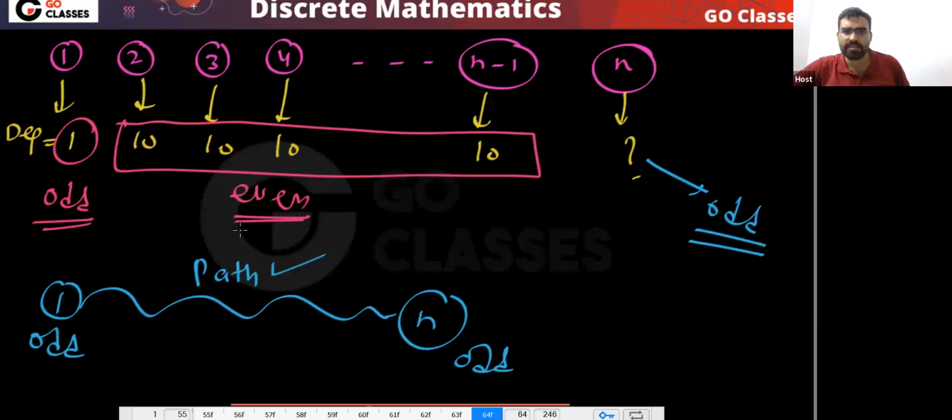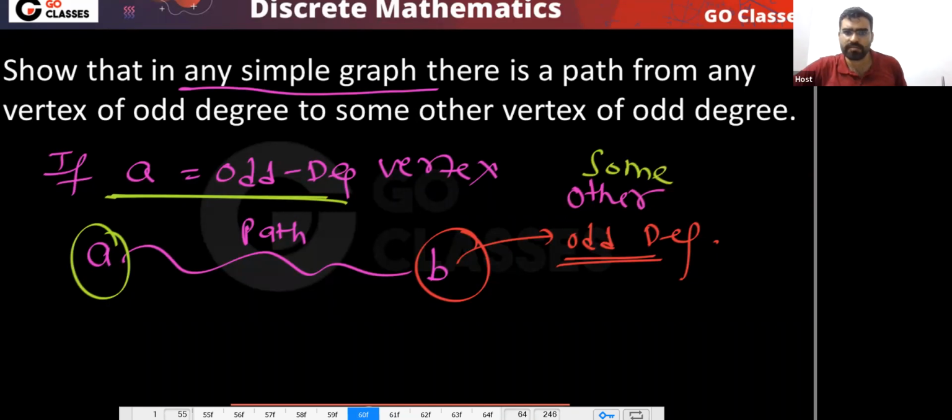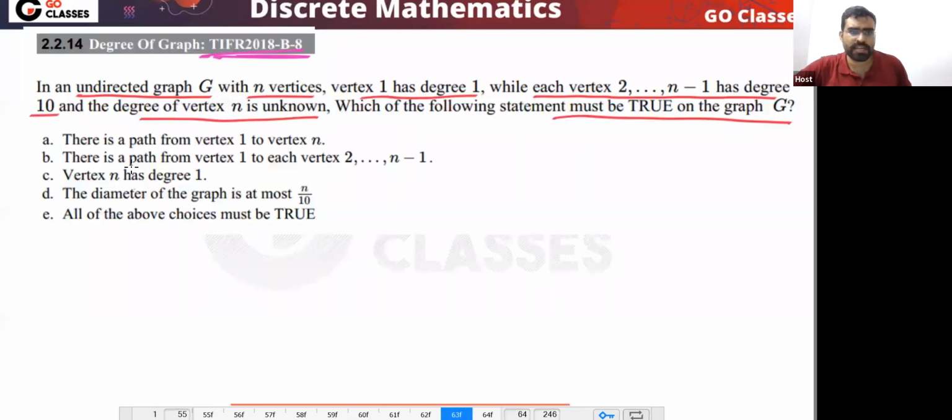So finally, you can notice that this is an odd degree vertex, all others are even degree vertices. Remember, it cannot be even, because in a graph you must have an even number of odd degree vertices. So this vertex n should have odd degree. And I told you that for any odd degree vertex, there is a path from it to some other odd degree vertex. Correct? So finally, I can say that there is a path from 1 to n.